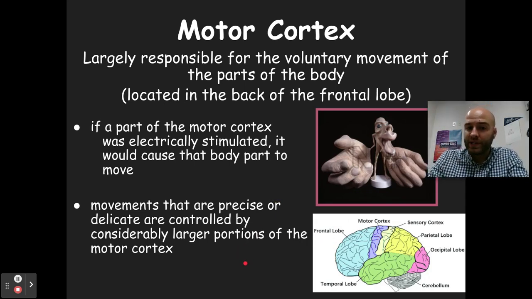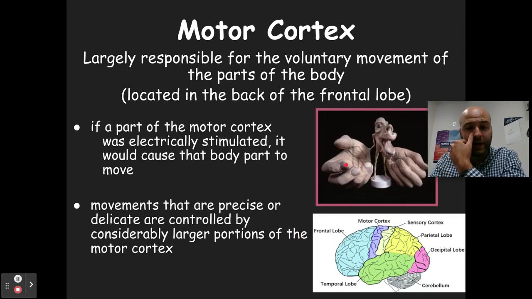And movements that are precise or delicate are controlled by considerably larger portions of the motor cortex. So that's how they discovered that. Stimulating these different parts showed us that larger portions were responsible for precise, controlled movements, right? And one way that that is shown in the scientific community is something called a homunculus. Maybe you've heard of this before. This is a motor homunculus, and this is a visual representation of if our body mirrored our brain in terms of the amount of area occupied by each part of our body in our brain.